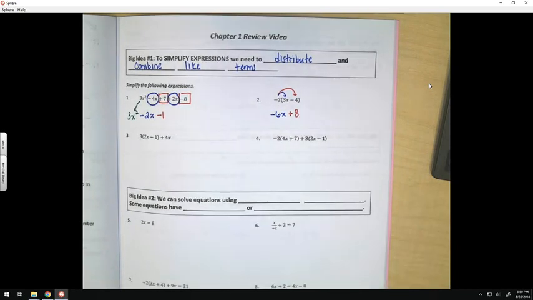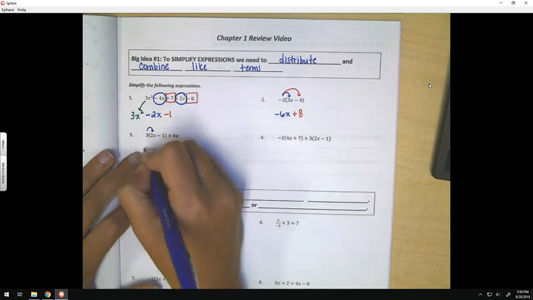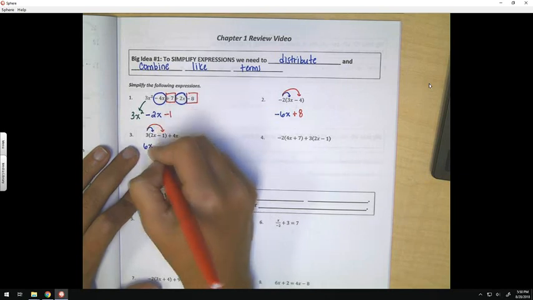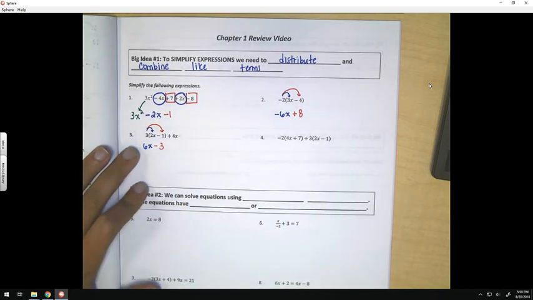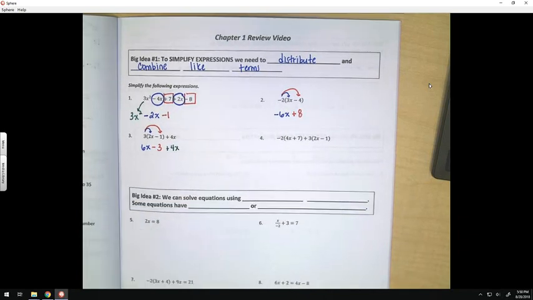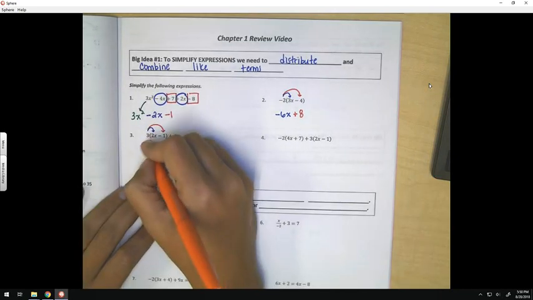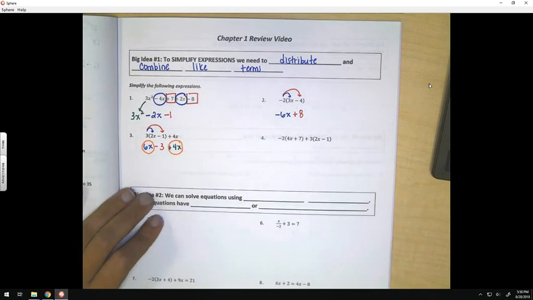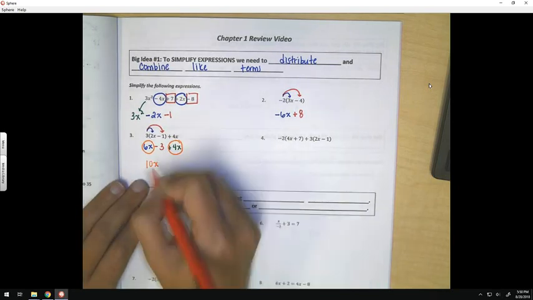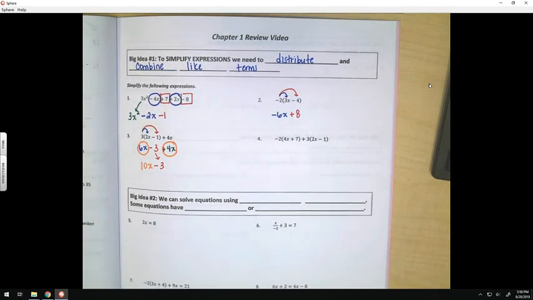For number 3, once again, I see a parentheses with a number on the outside, so I'm going to distribute. 3 times 2x is 6x, and 3 times negative 1 is negative 3. And I'm just going to go ahead and drop down the plus 4x. I'm not going to change it. Now, when I look at those terms, I do see some like terms. What I noticed is that the 6x and the 4x are like terms. So if I combine those, I get 10x. And since the minus 3 does not have any like terms, I'm just going to drop that down and not change it, and that would be my final answer.